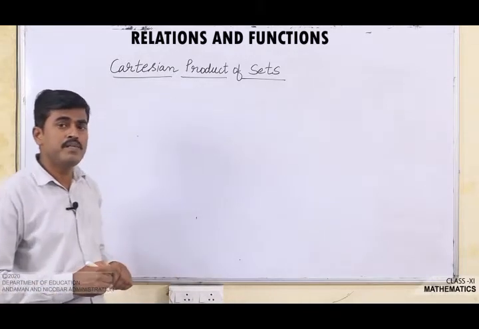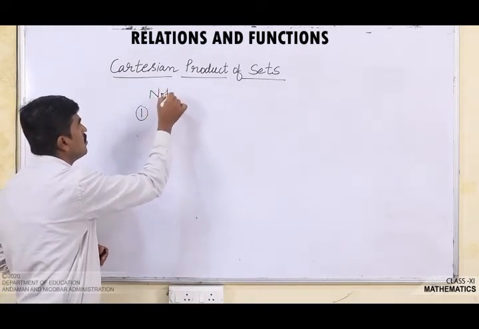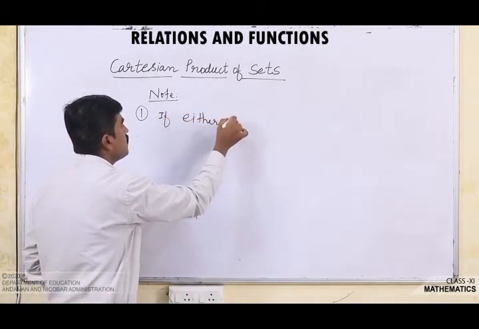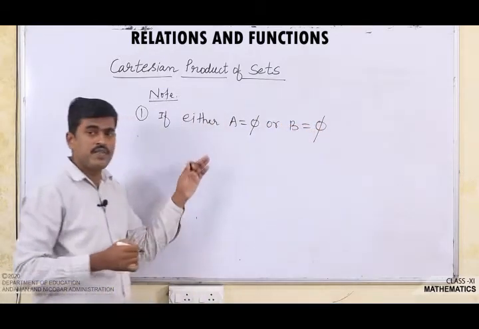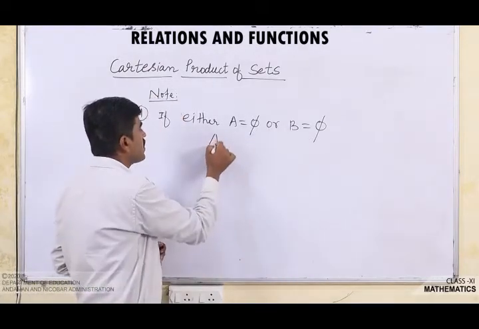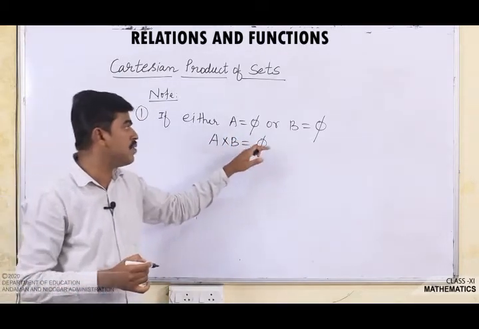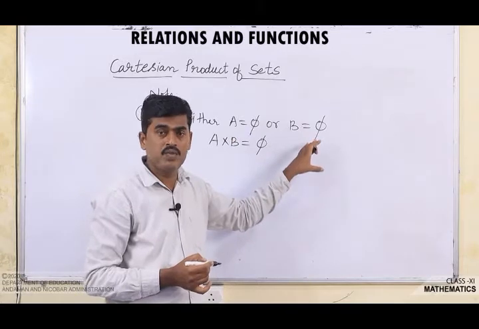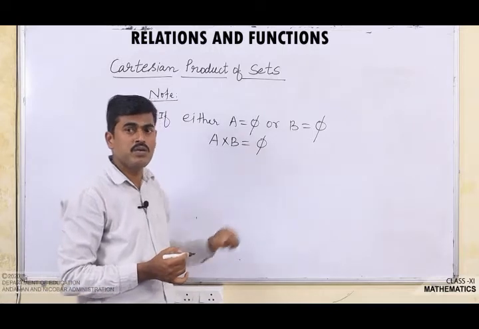Clear? Now let's see some important points that you have to remember. The first one, note number 1: if either A is equal to the empty set or B is equal to the empty set, if any one of the sets is an empty set, then what about the Cartesian product? The Cartesian product A cross B is also equal to the empty set. That means the Cartesian product is also empty. So if either A is empty or B is empty, then A cross B is also going to be empty.